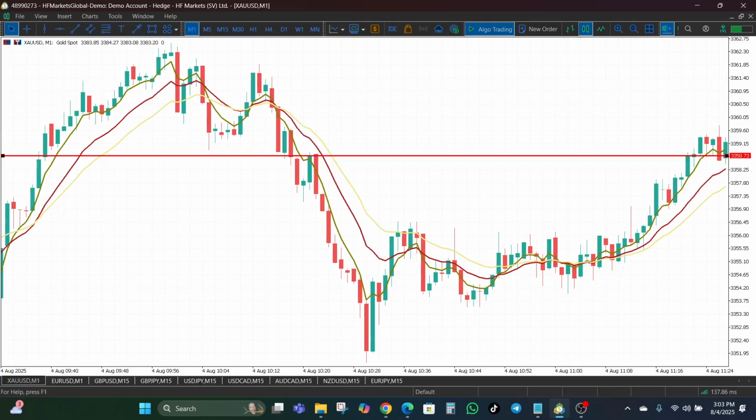Now remember that the 1 minute chart is where this strategy works. This is the time frame that you should be using the strategy on. The 1 minute time frame, in order to minimize your exposure.